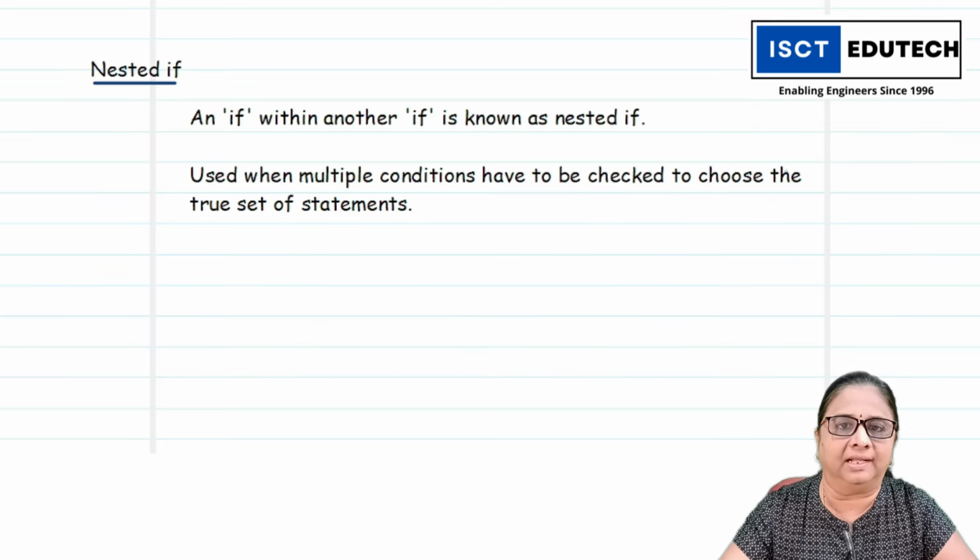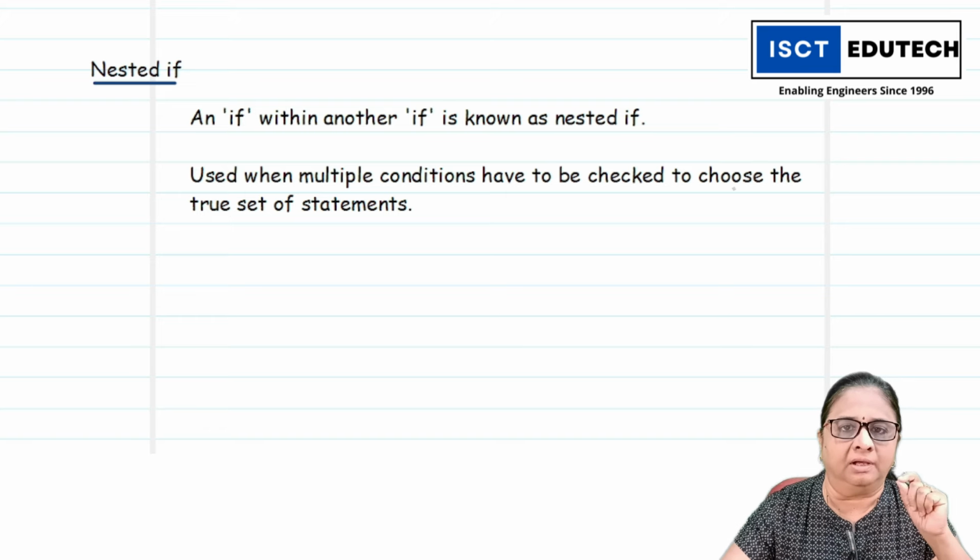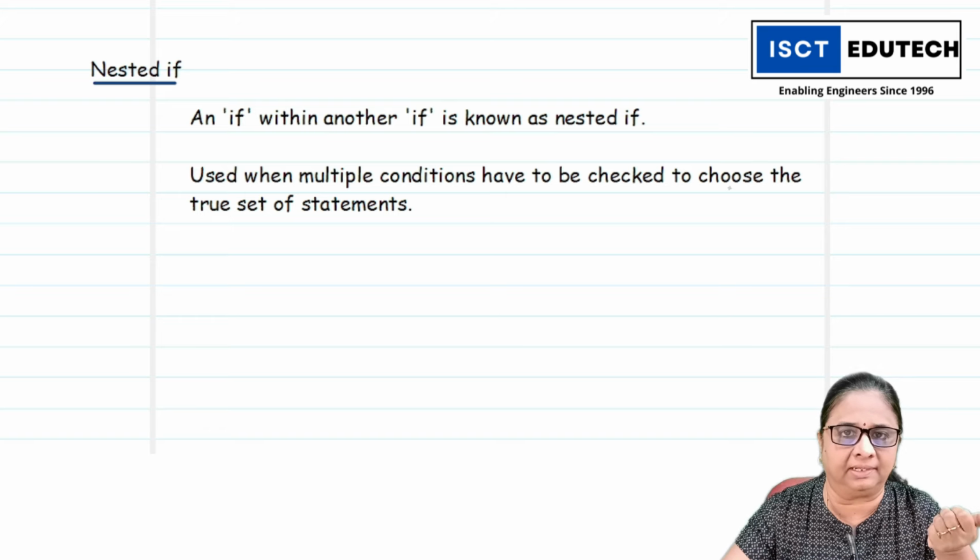The topic is nested if. An if within an if is known as a nested if. When do we use this nested if? We use it when we want to check for many conditions simultaneously.